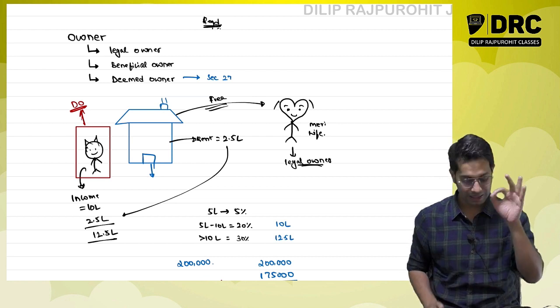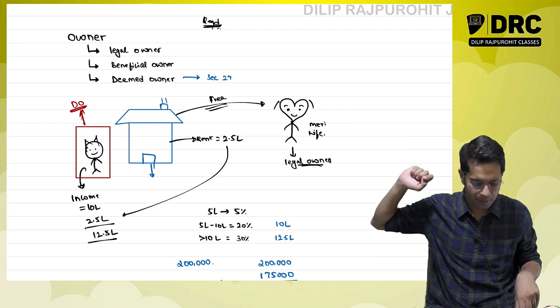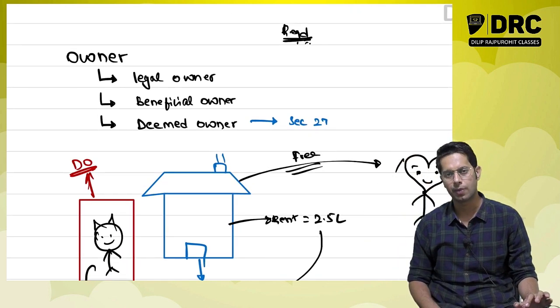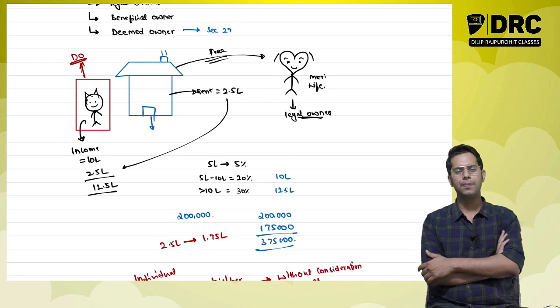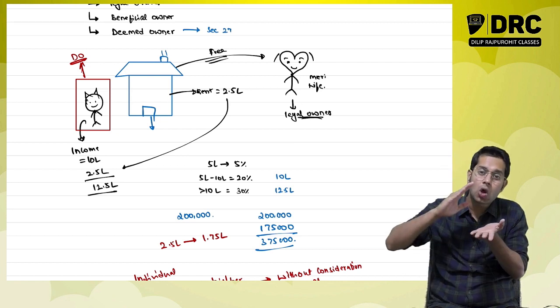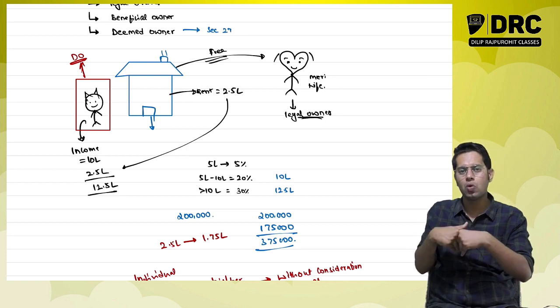Owner is an inclusive definition. Owner includes the legal owner, that is the registered owner of the property. It includes the beneficial owner of the property, and it includes the deemed owner. Section 27 talks about this deemed owner. For example, who is this deemed owner? Please note, the property is not in my name, but I will be deemed, it will be assumed that I am the owner of this property.